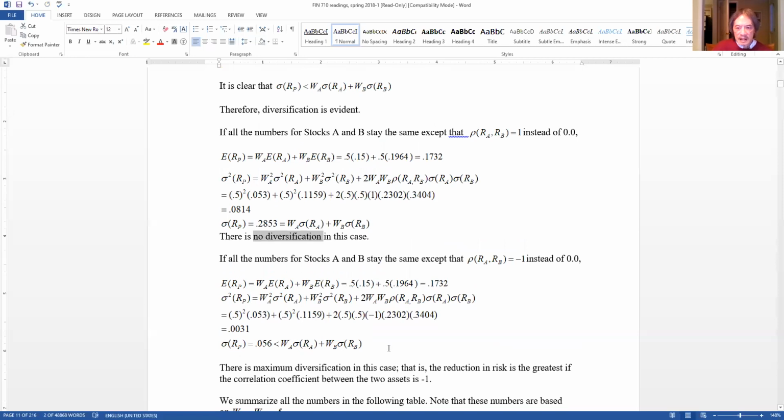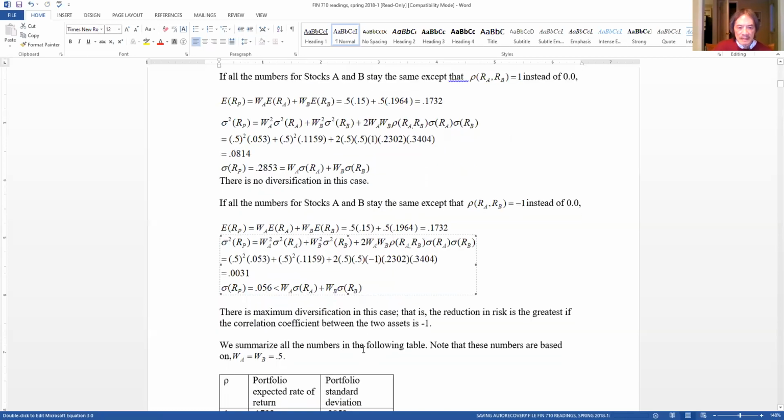Let's try again. This time, we assume that the correlation is -1 instead of 0. Again, we calculate expected return. That is still the same number, 0.1732. Then we calculate the variance based on a correlation of -1, and then standard deviation here. This time, the standard deviation of the portfolio is less than the weighted average. So there's diversification benefit again.